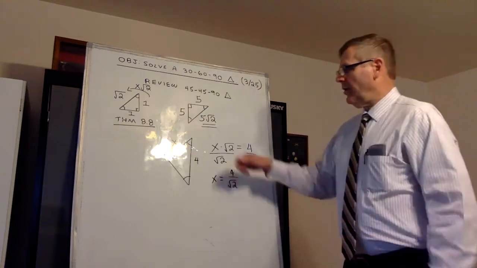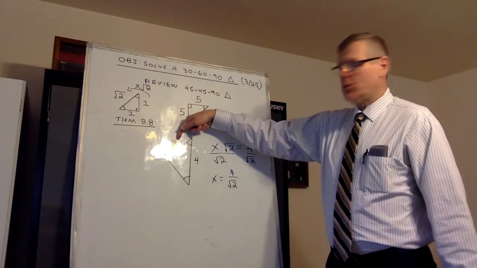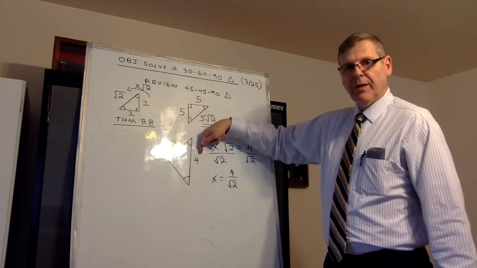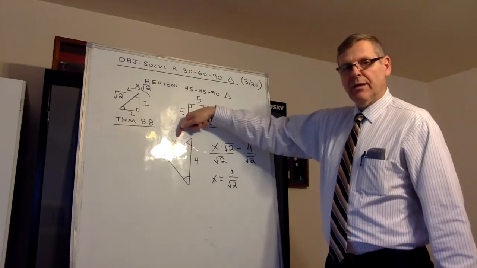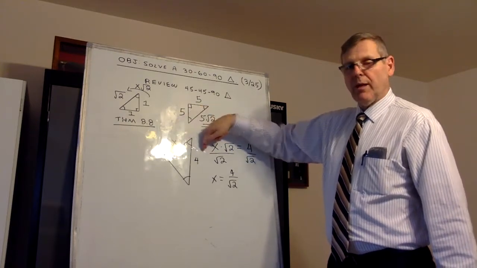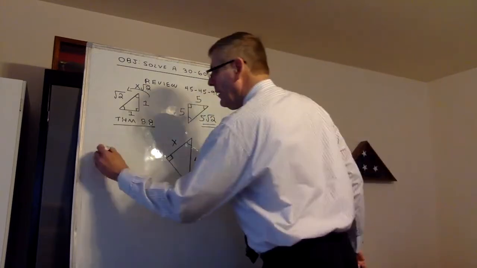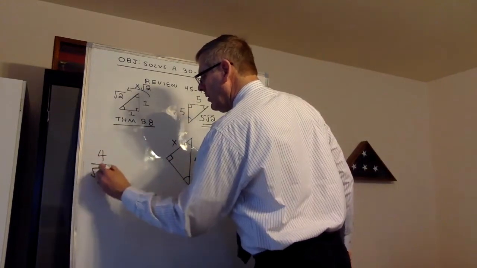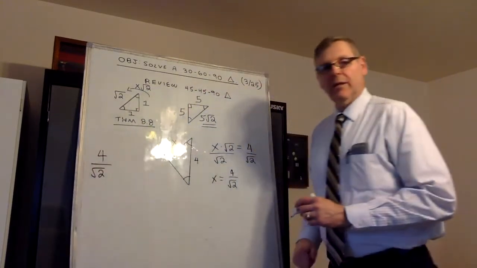The other thing you might notice is if you have to multiply by the square root of 2 to get from here to here, if you're here and you want to get back to here, all you have to do is the opposite operation. The opposite of multiplying by the square root of 2 would be dividing by the square root of 2. So you could go right to the answer.